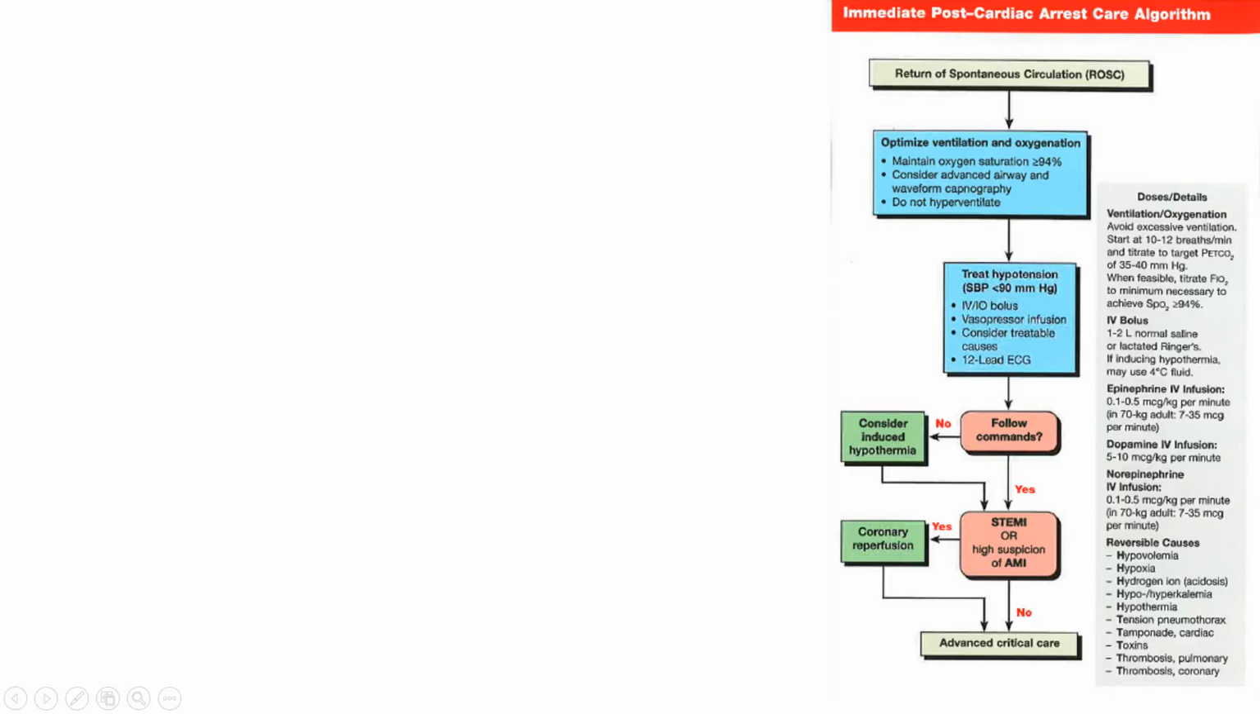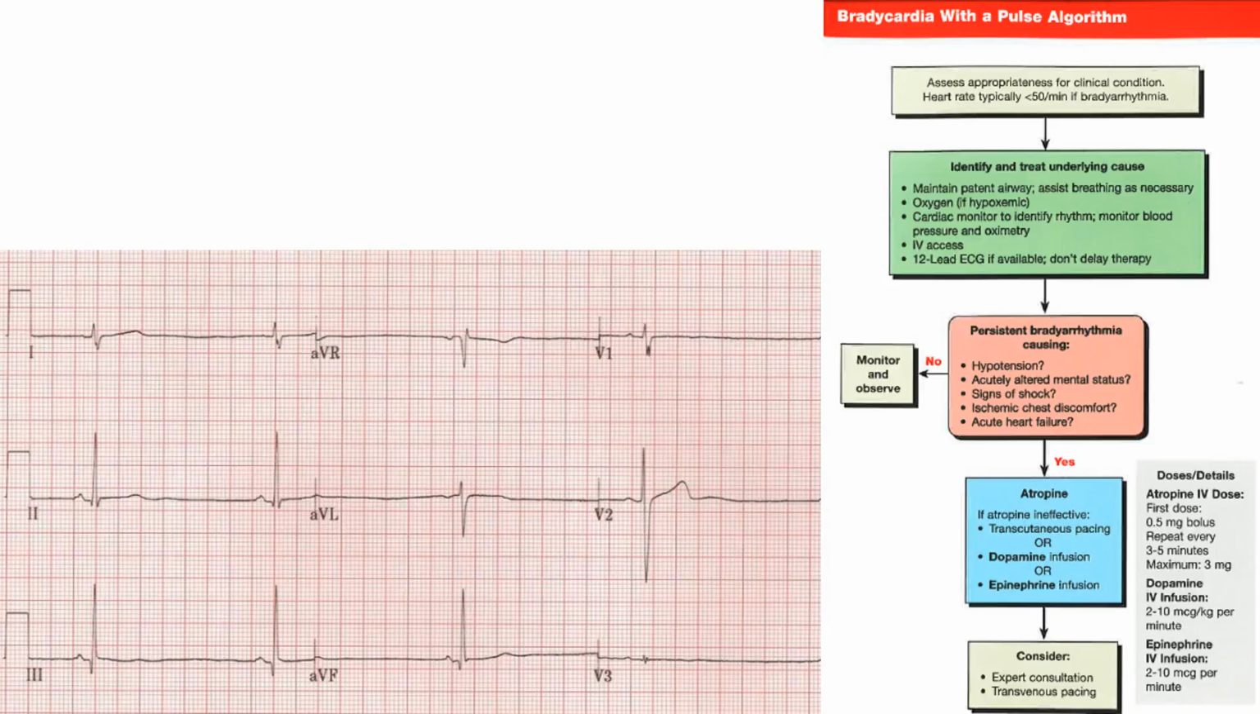But I think that's a good review of what we got so far. So what about if they have a pulse, but they have bradycardia with a pulse? So what do you do? So bradycardia is where the heart is beating very slow. And they said the heart rate is typically less than 50 beats per minute.